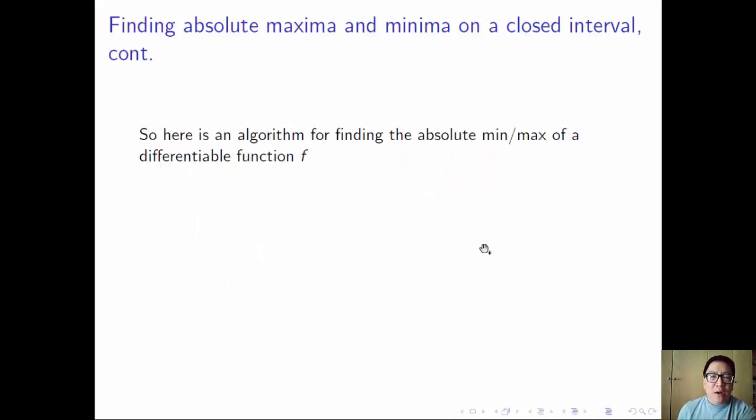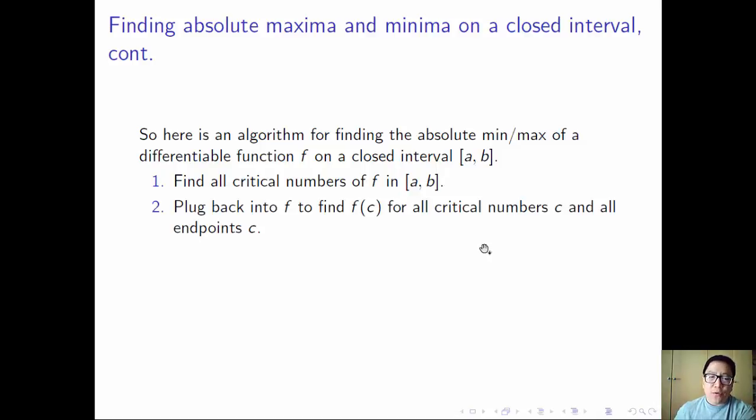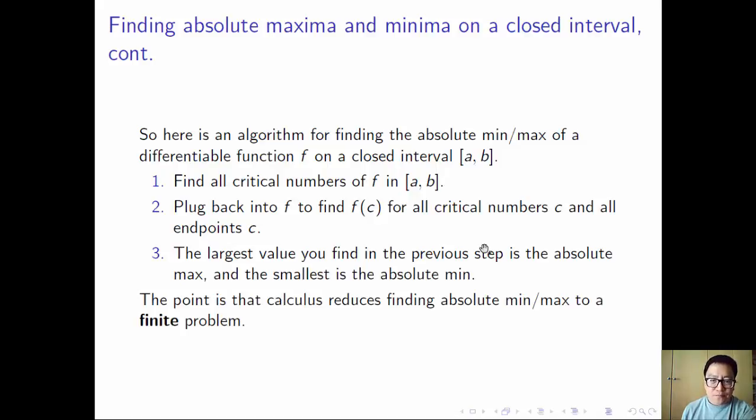And so here's an algorithm for finding the absolute minimum or maximum of a differentiable function f on a closed interval [a, b]. 1, you find all the critical numbers of f in [a, b]. Remember, those are all the points where f prime is equal to 0 or does not exist. 2, you plug those critical numbers back into f to find f of c for all critical numbers c, and also all endpoints, because remember, one of the things about not having local minima or maxima at endpoints is that you have to do those separately, but that's just 2 more points to check. And the largest value you find in step 2 is the absolute maximum value, and the smallest is the absolute minimum value.